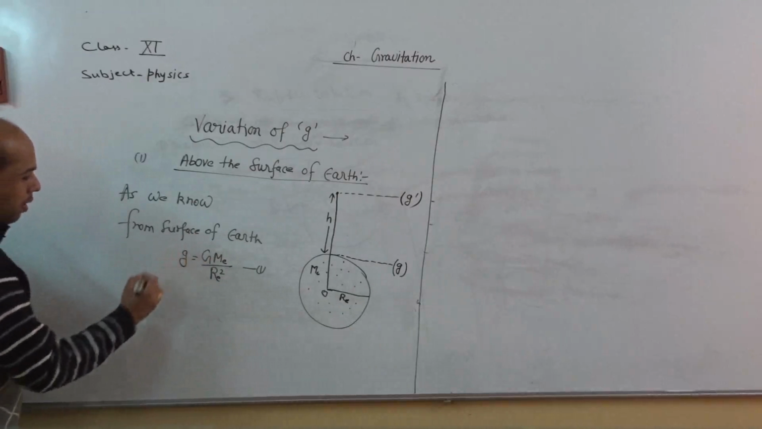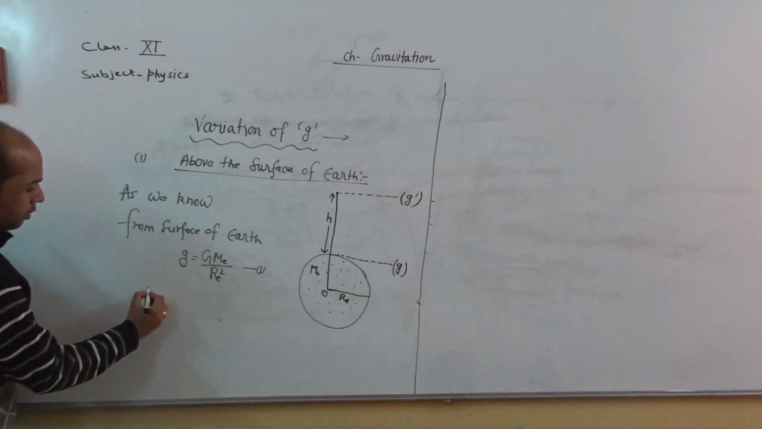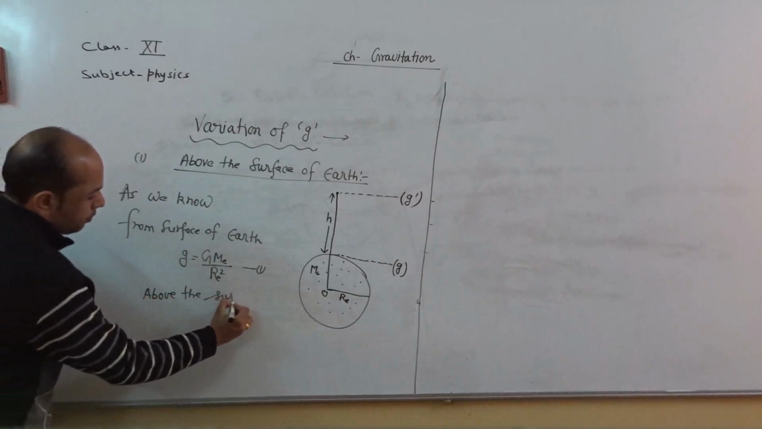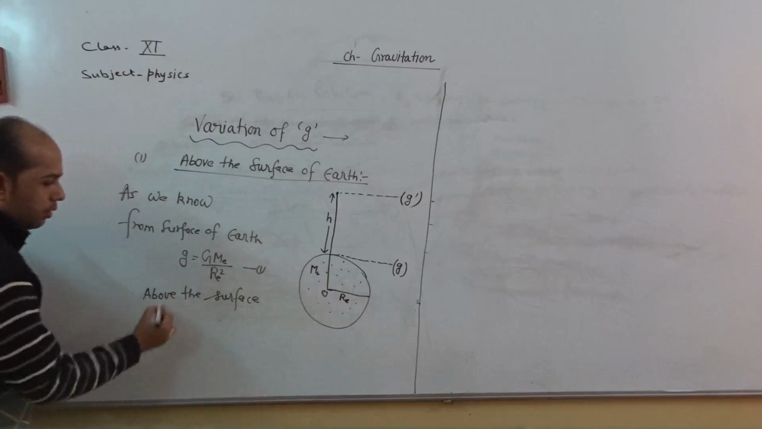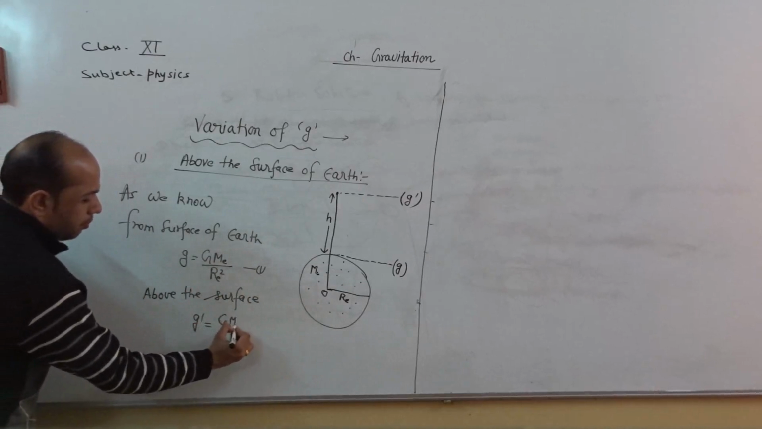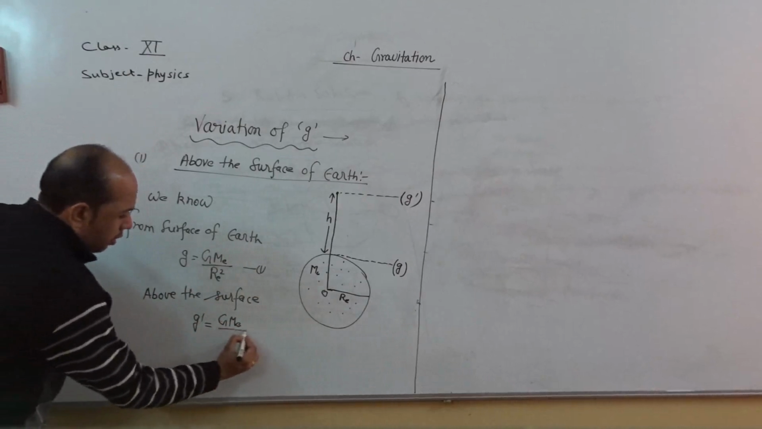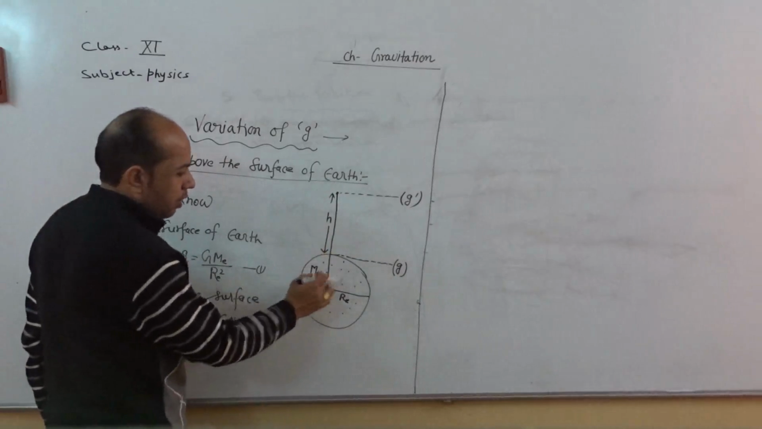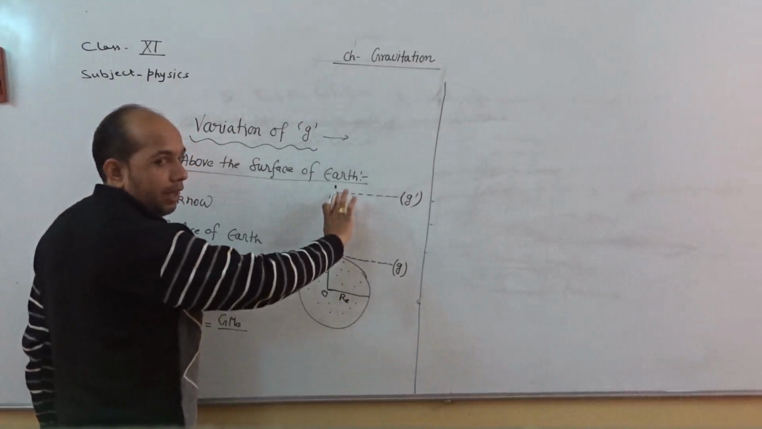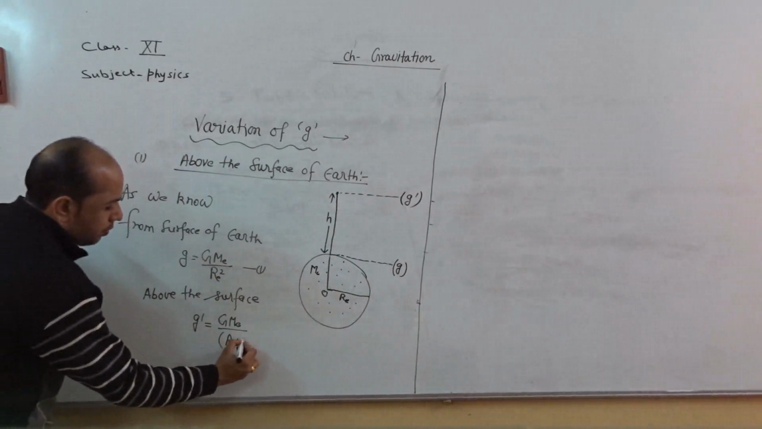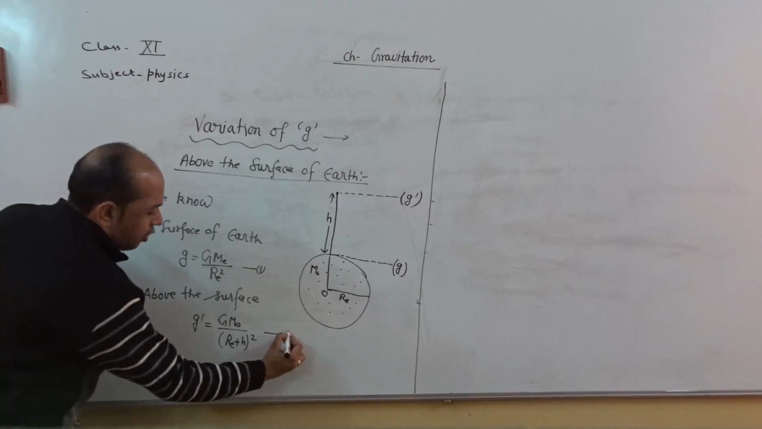Now if we go above the surface, it is represented by g dash. G remains the same, the mass of Earth remains the same, and only the distance part changes. Now it includes the radius of Earth plus height h. So instead of Re we write (Re + h)², say equation number 2.